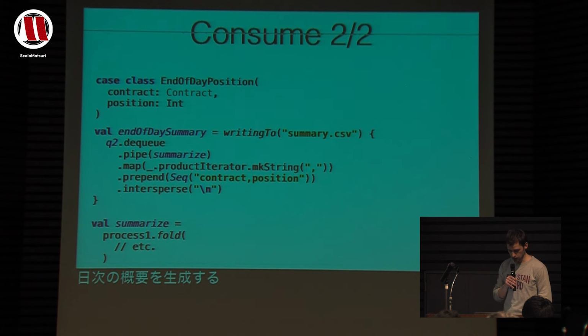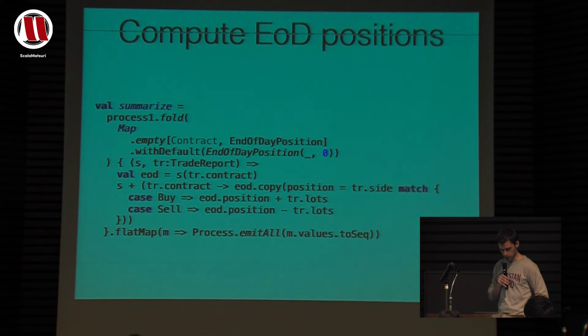So what's this summarize? You can see we use something called process 1, which is a fancy way of saying that's a stream transducer apparently. Process 1 comes with about 80 different operators, and we will use fold in this case to implement our domain logic on the top. So what's fold doing?